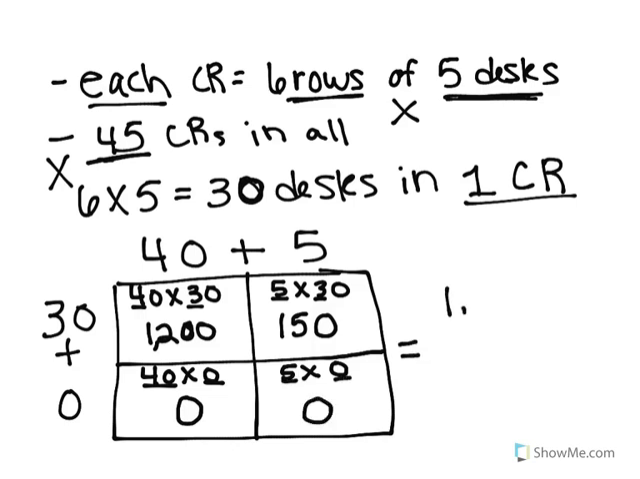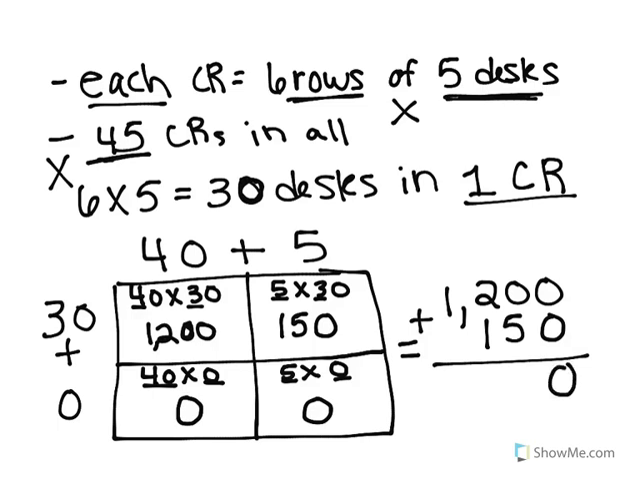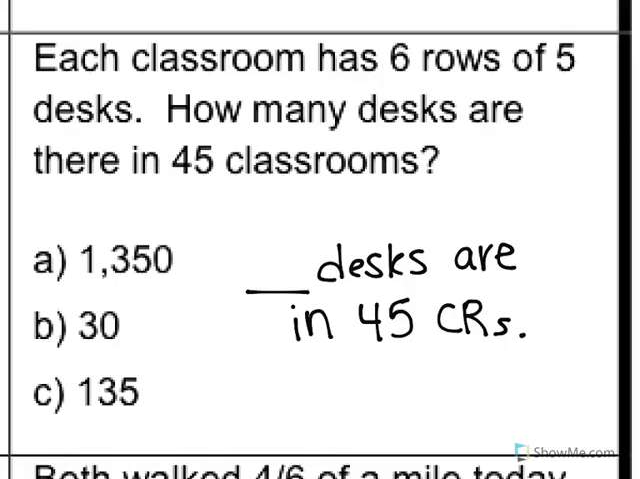Now we need to add up our boxes, 1,200 plus 150, and I'm not even going to put my zeros down because they aren't going to count for anything. All right, 0 plus 0 is 0. 0 plus 5 is 5. 2 plus 1 is 3. 1 plus nothing is 1. So our final answer is 1,350, which was A.